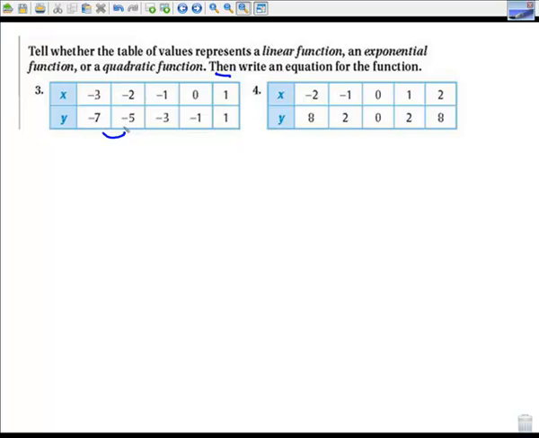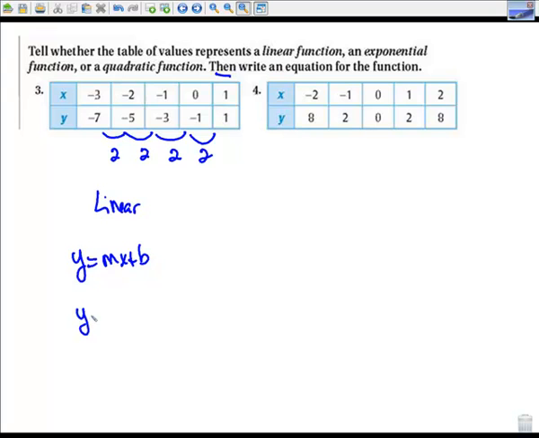So I go from -7 to -5 is an increase of 2. From -5 to -3 is an increase of 2. -3 to -1 is an increase of 2. And right here from -1 to 1 is an increase of 2. So this is linear. So my goal is to get it into slope-intercept form.